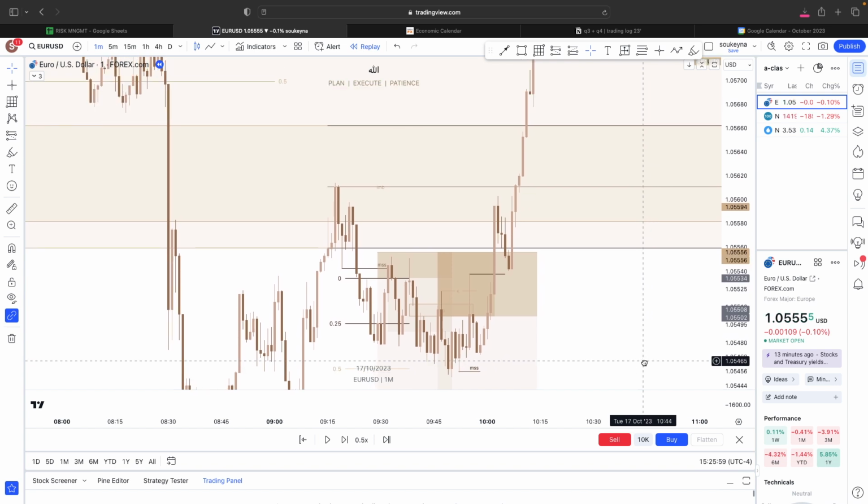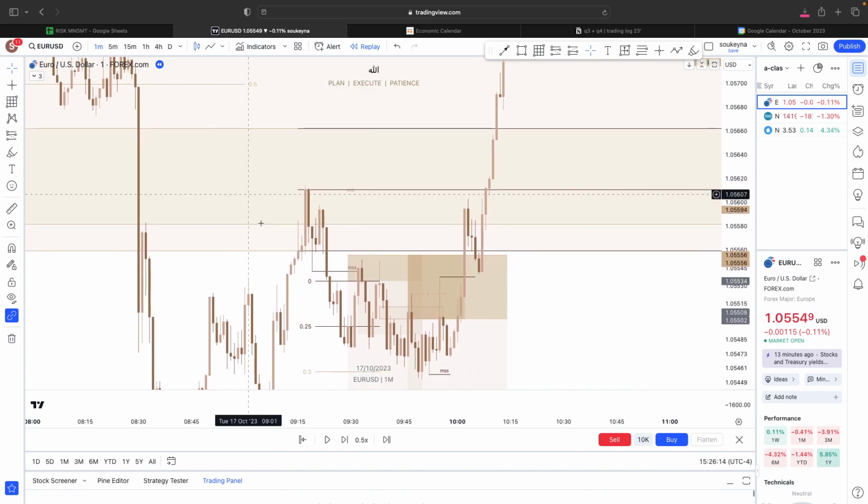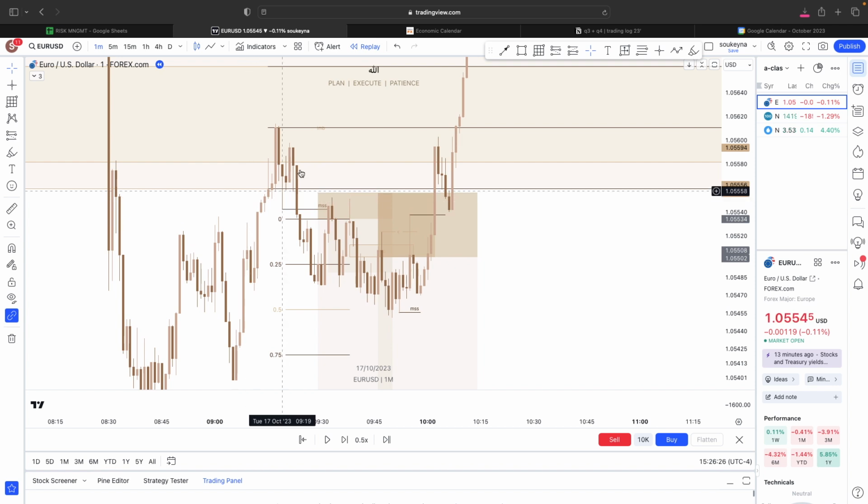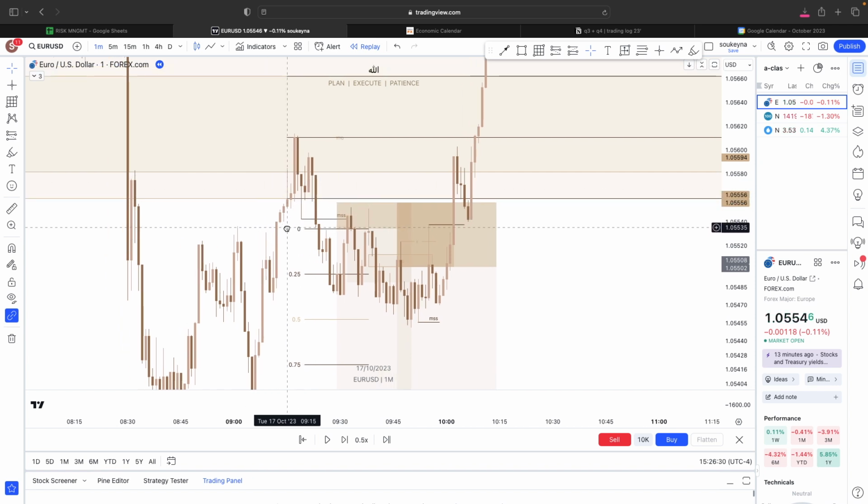For me reading this is very easy, but I can obviously see that there is a lot of lines and it might be a bit confusing to read. This outlined box right here is the imbalance. This is our 15-minute inversion imbalance, which is my PD array for this initial trade, right? We then displace to the downside. This is the 1 minute, right?